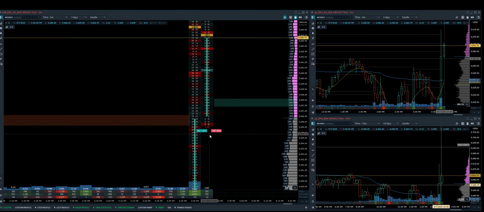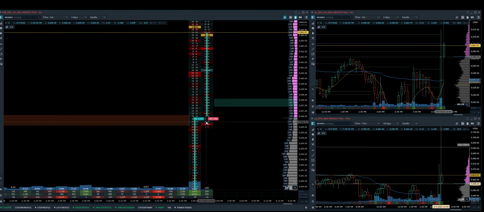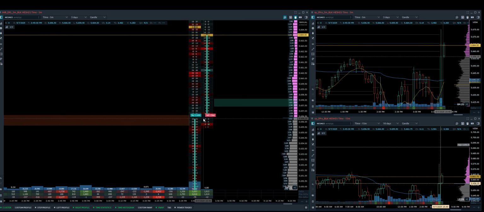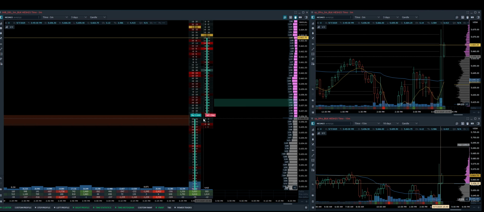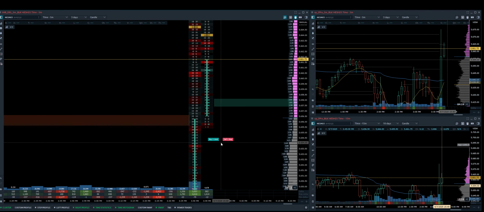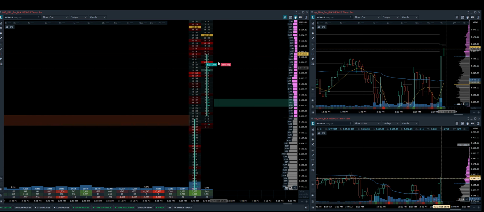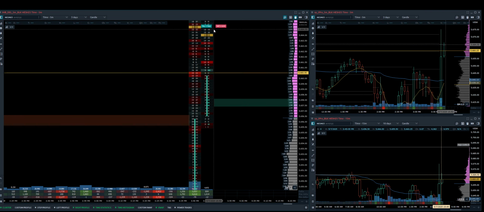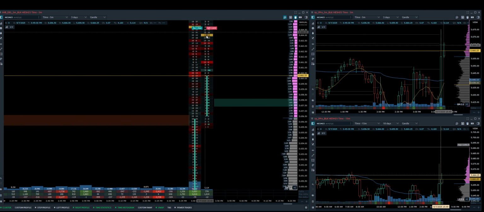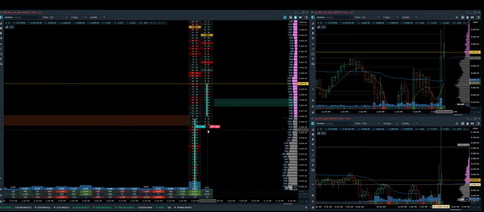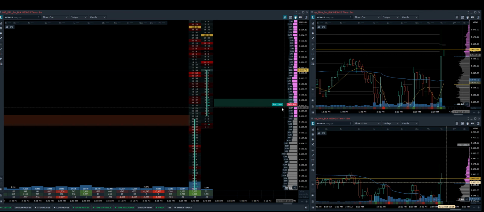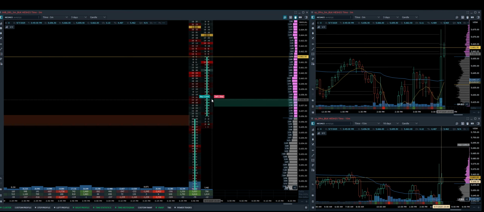It's down to it. So we retraced all the way to here, to the POC, to the POC. POCs are right here, points of control. Little support here.